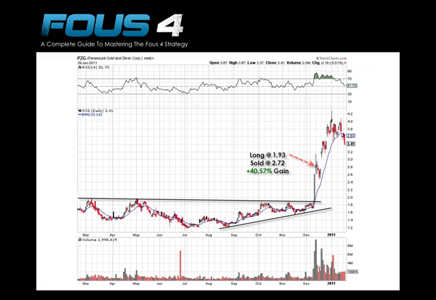I don't have very good patience. If I buy into a stock and all of a sudden I'm up 40% in 2 days, I'll take advantage of that, lock in my profit and move on to the next trade.